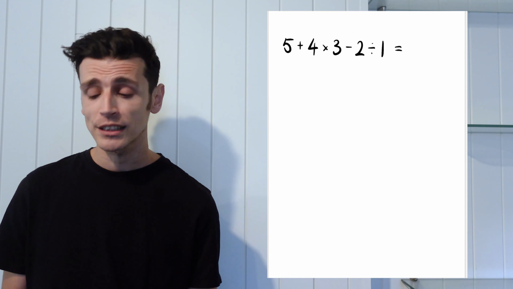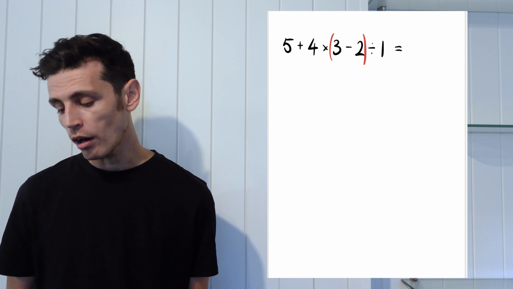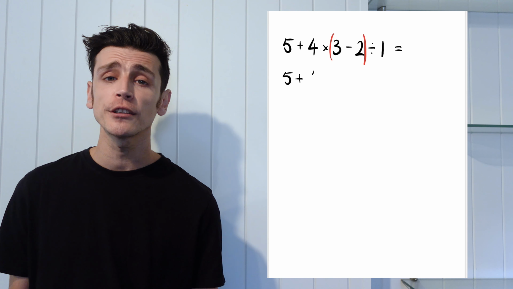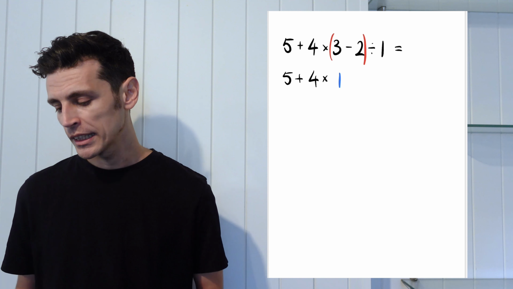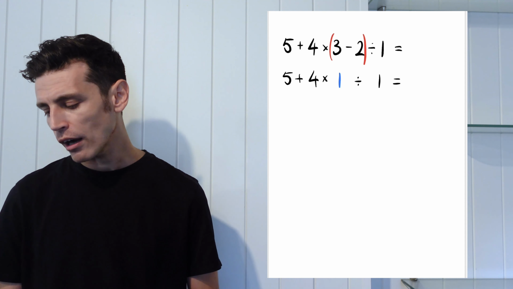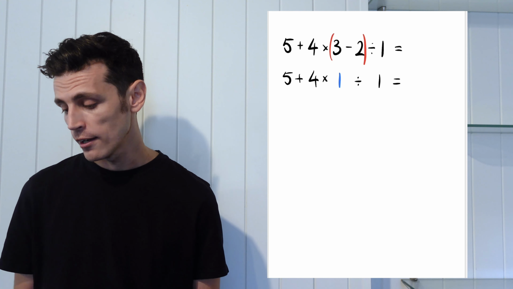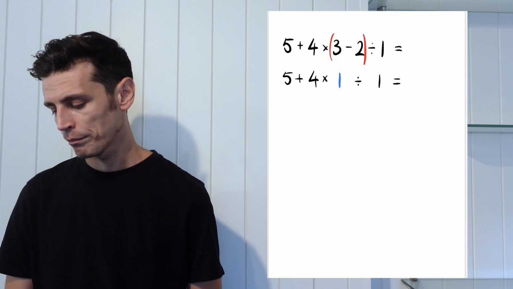So let's do another one. Let's put the brackets around 3 minus 2. So we're going to have the problem of 5 plus 4 times bracket 3 minus 2, close bracket, divided by 1. So obviously we have to do 3 minus 2 first because our brackets are prioritizing this part of the problem. So 3 minus 2 is in fact going to give me 1. And then we're going to have now the problem of 5 plus 4 times 1 divided by 1.